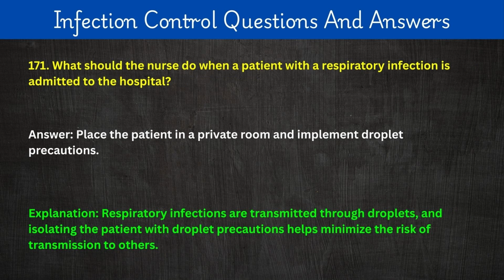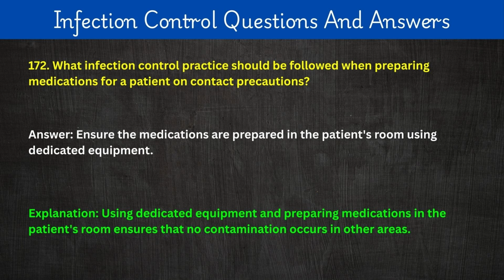171. What should the nurse do when a patient with a respiratory infection is admitted to the hospital? Answer. Place the patient in a private room and implement droplet precautions. Explanation. Respiratory infections are transmitted through droplets, and isolating the patient with droplet precautions helps minimize the risk of transmission to others.